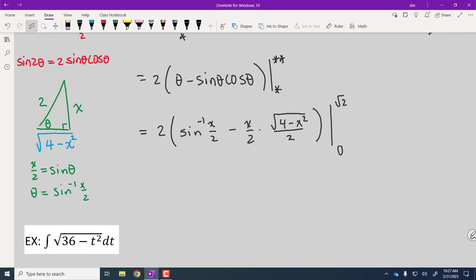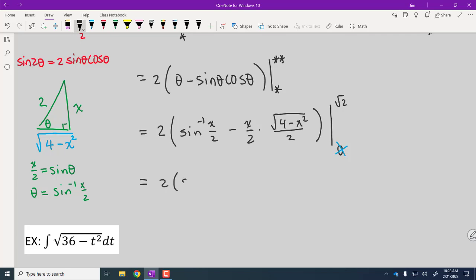So let's plug in our limits of integration and see what we end up with. Let's notice first off that 0 is not going to give us anything. If we plug in 0 right here, this term goes away. And what is inverse sine of 0? Inverse sine of 0 is the angle that has a sine of 0. The angle that has a sine of 0 is 0. So that's not going to give us anything with the 0. So let's focus on the upper limit.